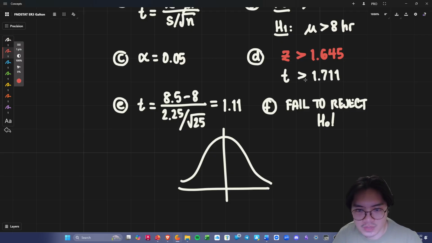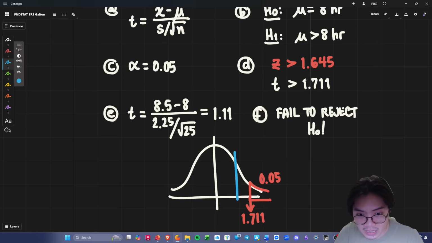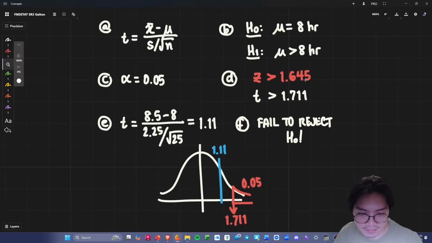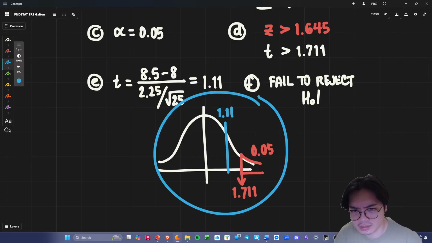There you go. We have essentially a critical region here of 0.05, and apparently this is 1.71. At 1.1, this is not enough. And just so you know, these kinds of visualizations don't need to be here. They just help me. Maybe they can help you.